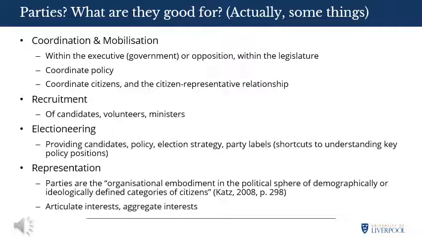Interest aggregation externally happens when parties enter coalition negotiations, but in both cases compromises have to be made, and that's important. It's seen as important to the social fabric of society because a society relies on individuals being able to compromise for it to flourish or do well. So coordination, recruitment, electioneering and representation are key functions the parties provide in liberal democracies.